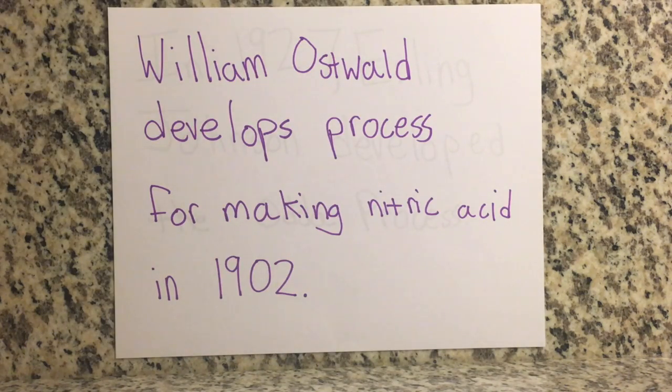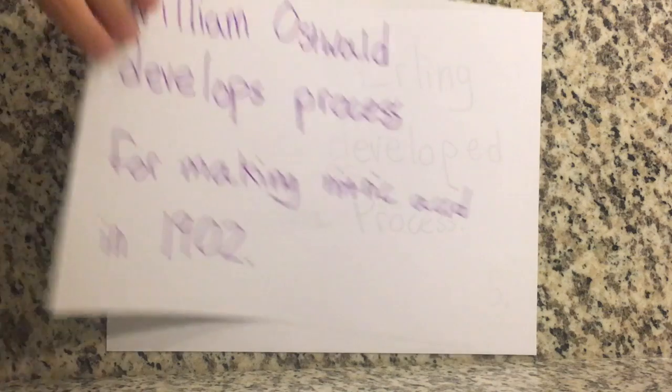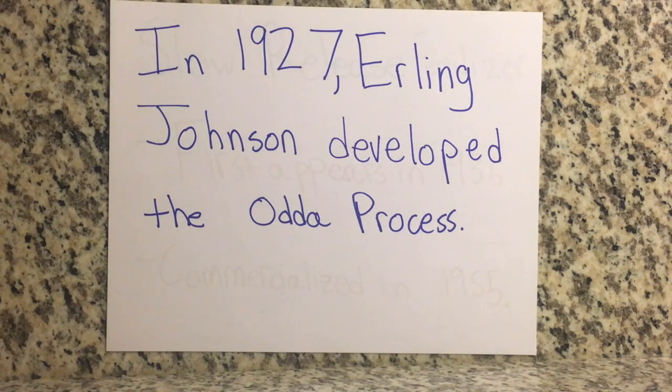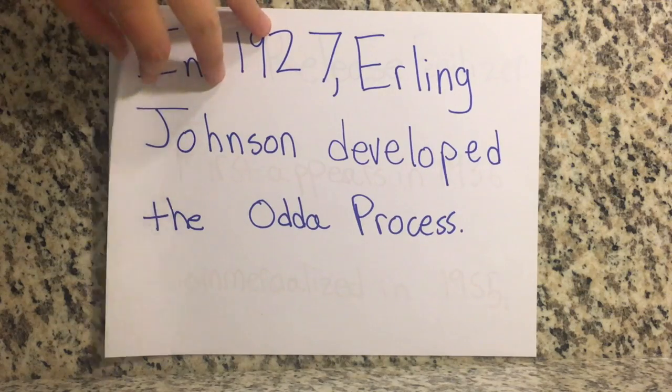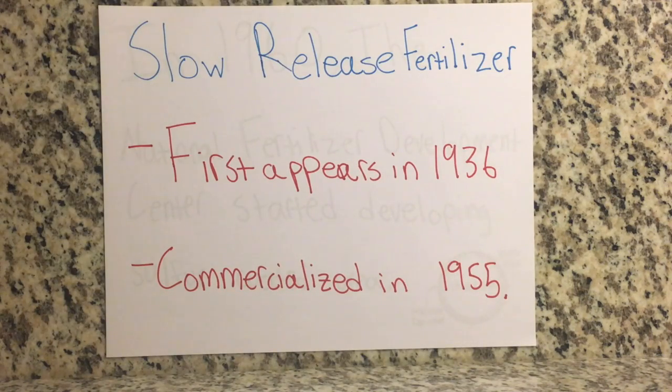William Ostwald later on developed the process for making nitric acid in 1902. In 1927, Erling Johnson developed the ODDA process, which is an industrial process to produce nitrophosphate. Slow-release fertilizer first appeared in 1936, and it was finally commercialized in 1955.